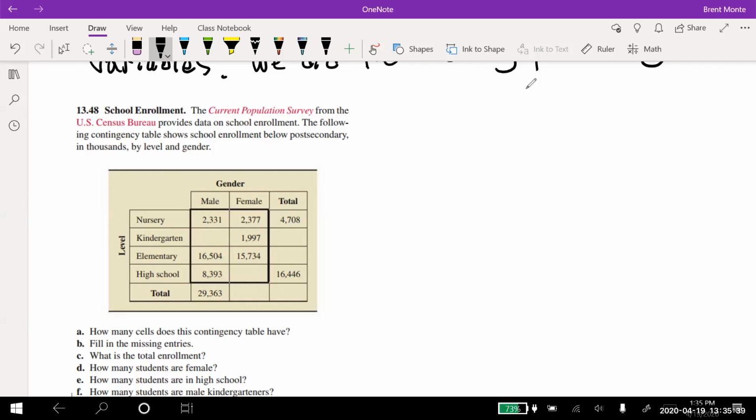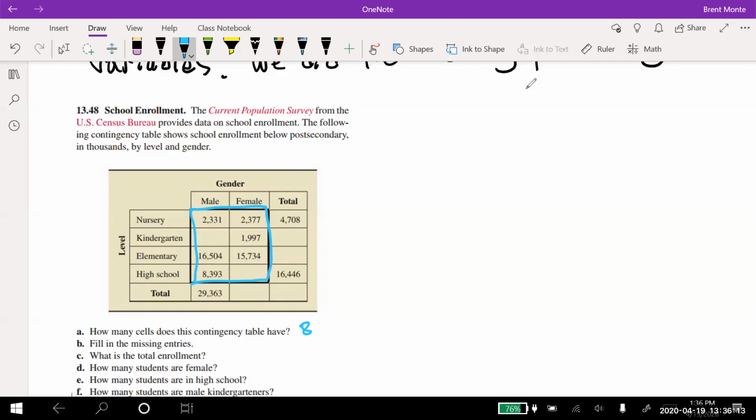So remember, that's what we were talking about. With a contingency table, we cross-classify by two different things. In this case, level and gender. And so what we're going to do is we're going to fill out the table. A says, first of all, how many cells are in the table? Well, the cells, it's what we see outlined in the blue now. It's just where the data is. It doesn't include the wording and it doesn't include the totals. So it's just 4 and 4, it's just 8. So how many cells? Oh, there's 8 of them.